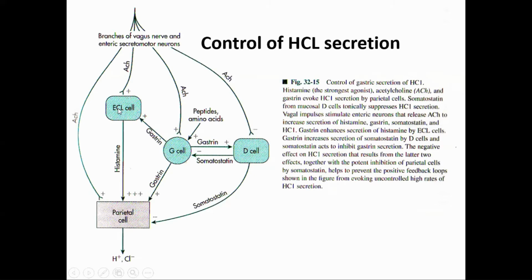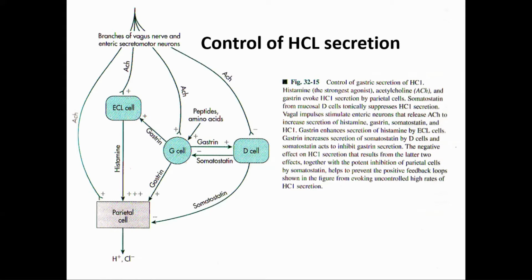Now look at this: 1 plus, 3 plus, and 1 plus. Acetylcholine is acting on the parietal cell. Histamine is acting on the parietal cell. Gastrin is acting on the parietal cell. Among these three, the actions of acetylcholine, histamine, and gastrin, histamine has the most potent effect on secretion of HCl from the parietal cell.